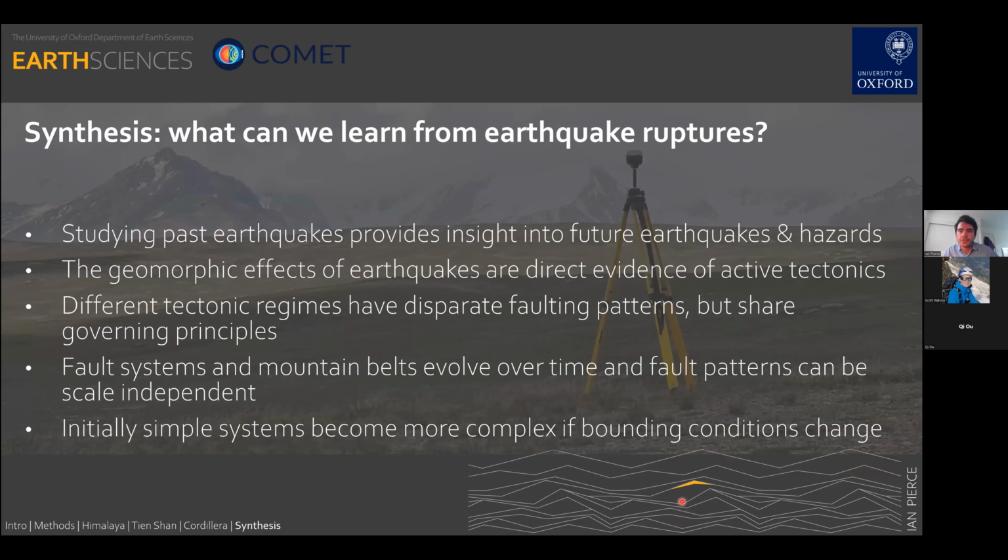So I started with two motivations: to better understand plate tectonics and seismic hazards. I've shown a variety of different tectonic settings and how in each of these earthquakes shape the landscape and build mountains. Each of these fault systems I've shown provides a snapshot of a stage of tectonic evolution. Many of the patterns we observe are scale independent. In simple systems like the Himalaya, we produce more simple earthquakes, while distributed systems have more complex earthquake patterns that can pose challenges for predicting ruptures.